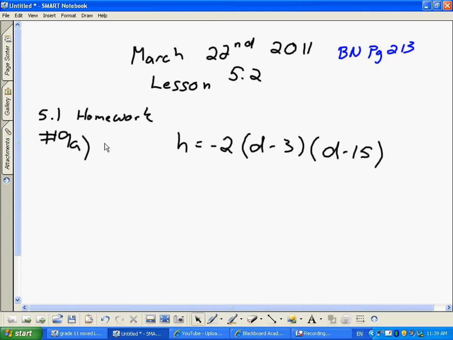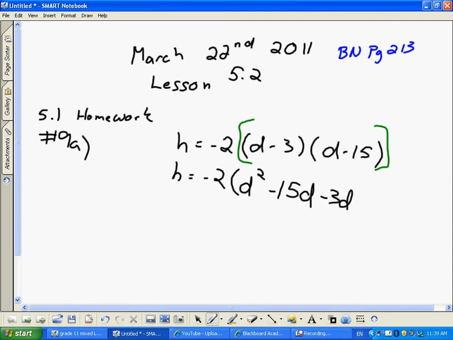I'm going to FOIL my two brackets first. Then I'll deal with the -2 after. I'm going to do this all in black here. My first numbers are D and D, so I'm left with D squared. My outside numbers are D and -15, -15D. My inside numbers are -3 and D. I really should be underlining.